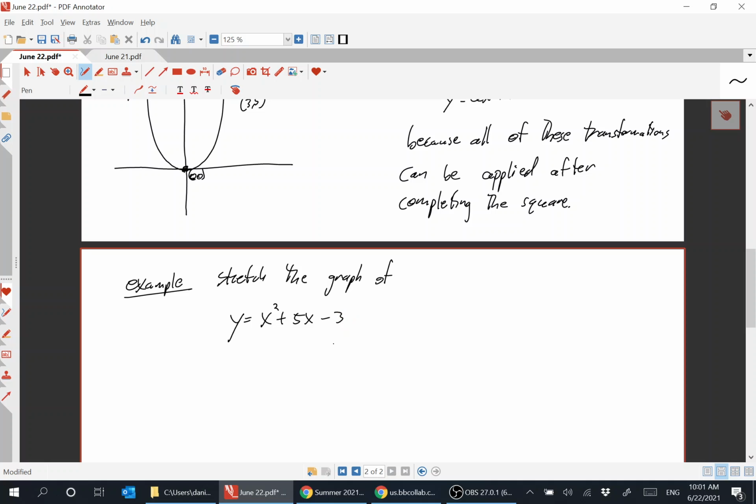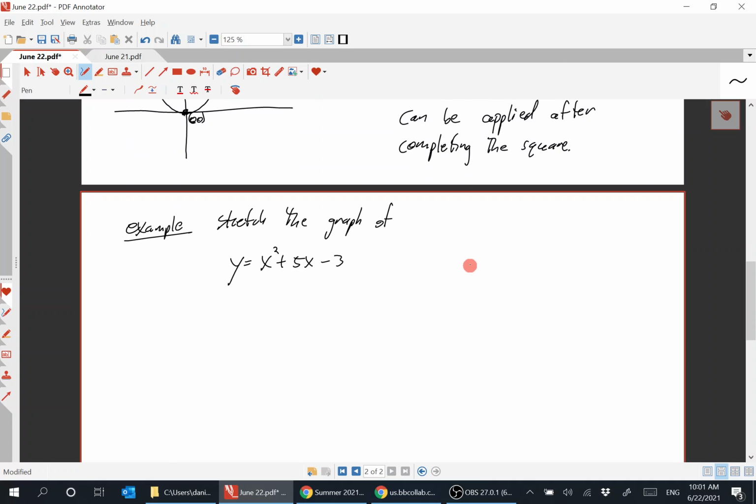Okay. This one doesn't factor, by the way, but that doesn't matter here. So we want to sketch the graph of x squared plus 5x minus 3. First thing we want to do is complete the square. Let me make an even number here: x squared plus 6x plus 3. So first thing we want to do is complete the square.